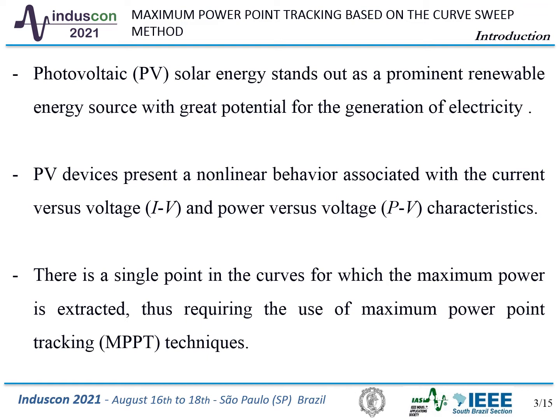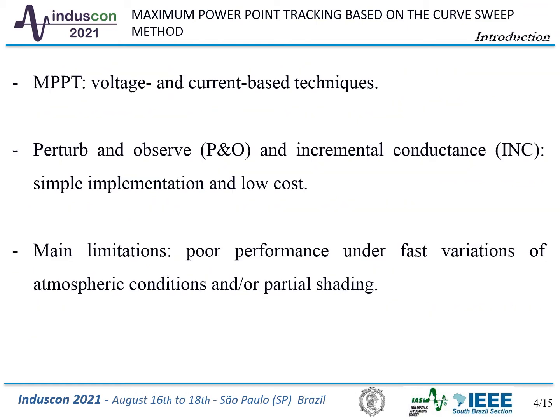Besides, there is a single point in the characteristic curve in which the extracted power is maximal. In other words, it is necessary to ensure that the PV system is capable of operating at the maximum power point condition, considering the high cost of PV devices and the low conversion efficiency. It is possible to implement MPPT techniques based on the monitoring of voltage or current of the PV device. In practice, voltage-based approaches are more often employed because of low implementation complexity and use of simple voltage sensors like voltage divisors.